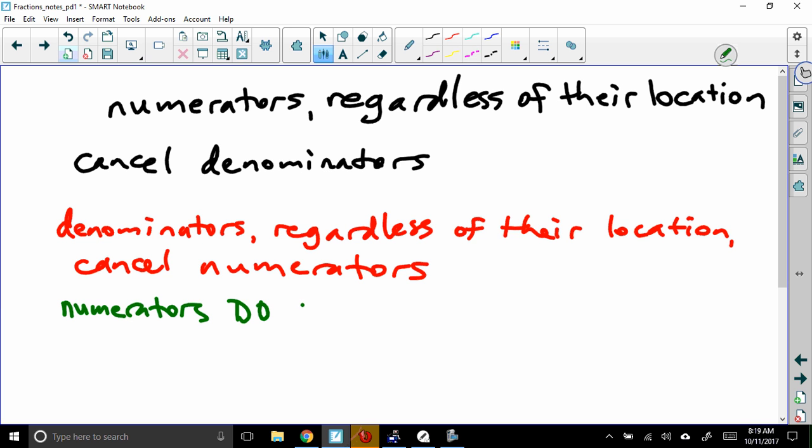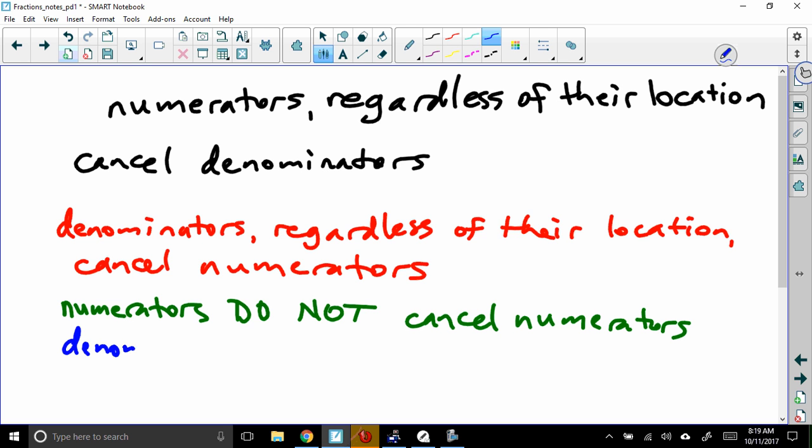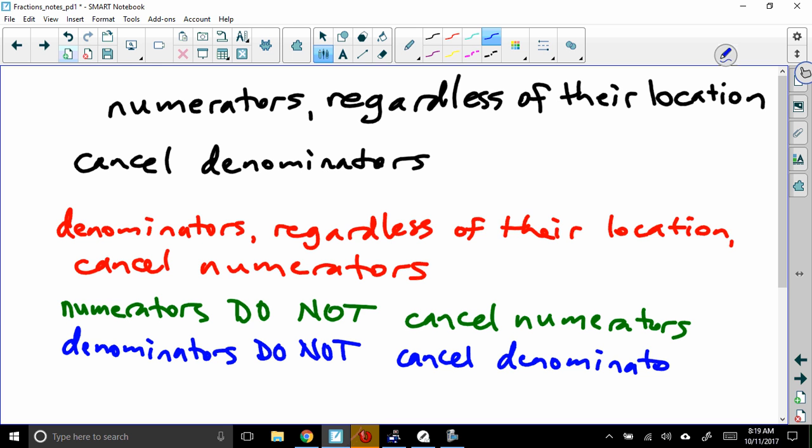What I need to make clear here is numerators do not cancel numerators. And finally, denominators do not cancel denominators. So this cross-canceling is going to make multiplying fractions way easier.